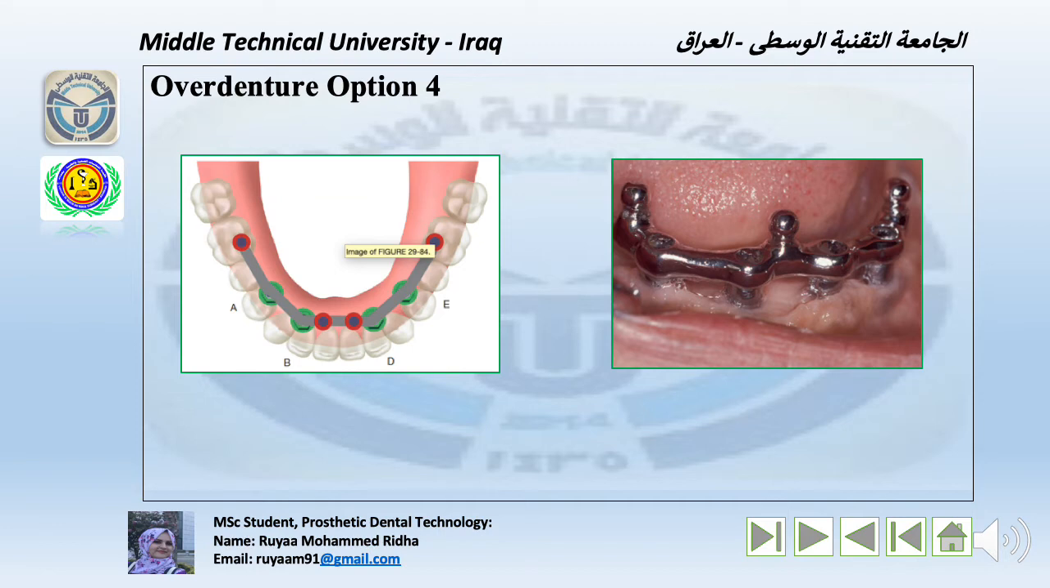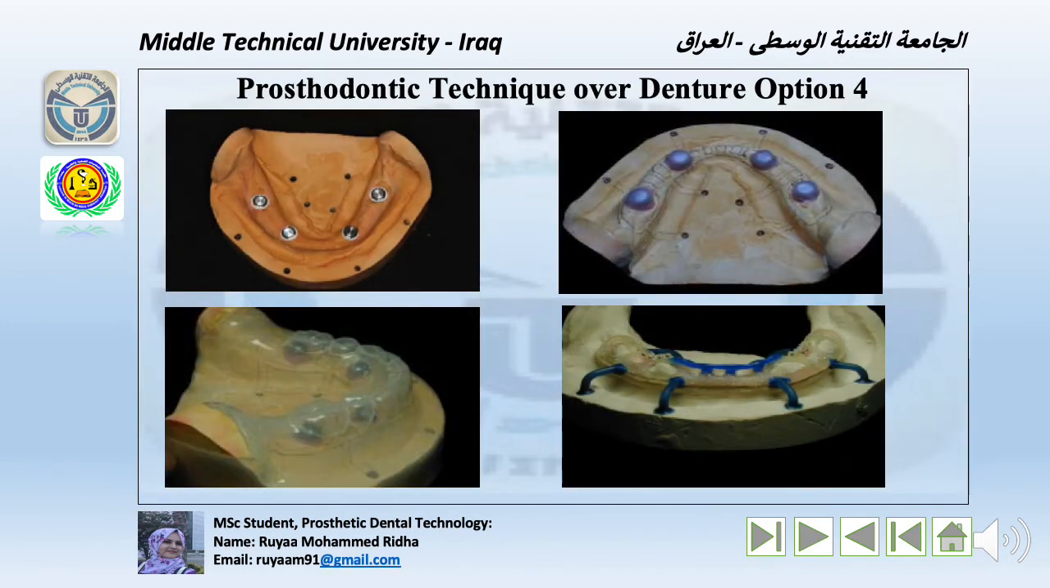Overdenture option 4. Four implants are placed in the A, B, D, and E positions as shown in the picture. These implants usually provide sufficient support to include a distal cantilever up to 10 mm on each side when the stress factors are intermediate to low.